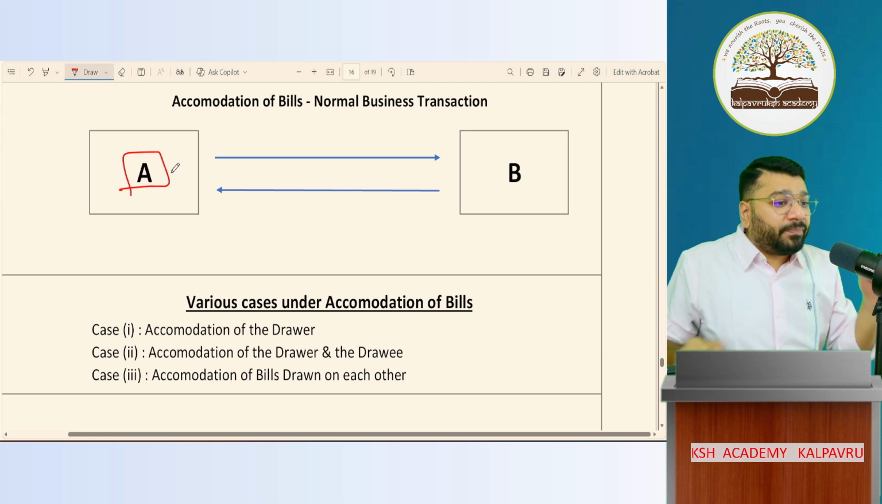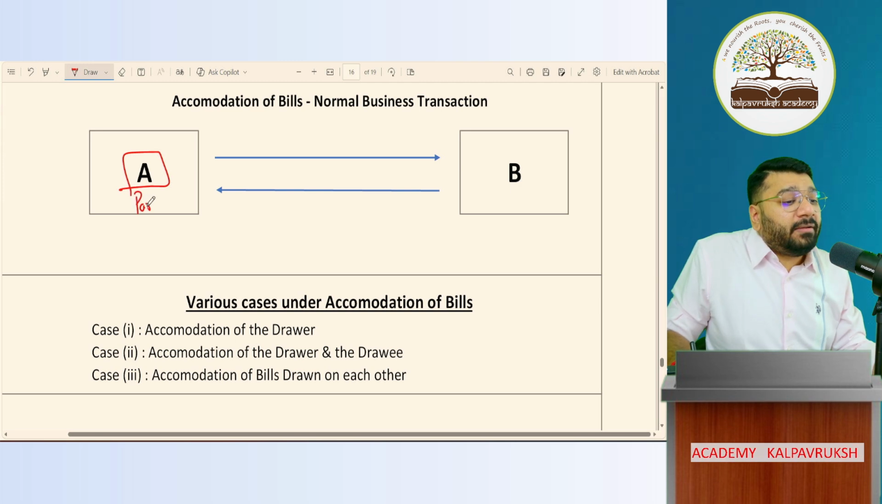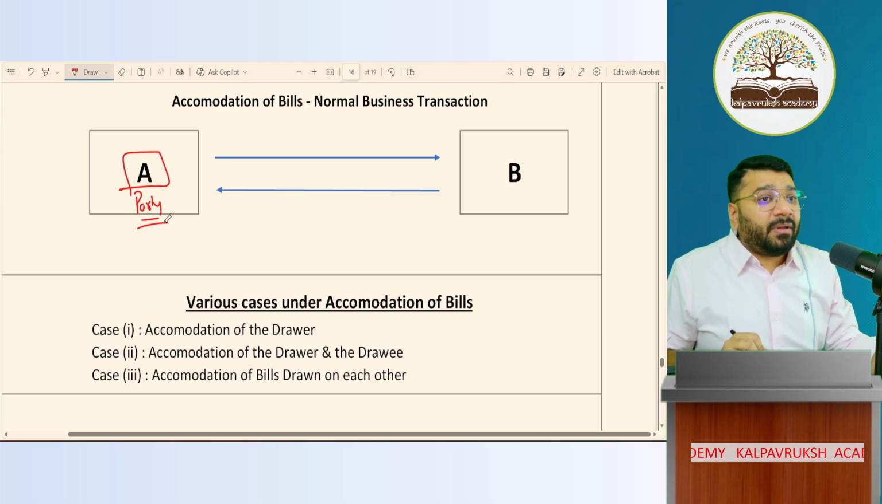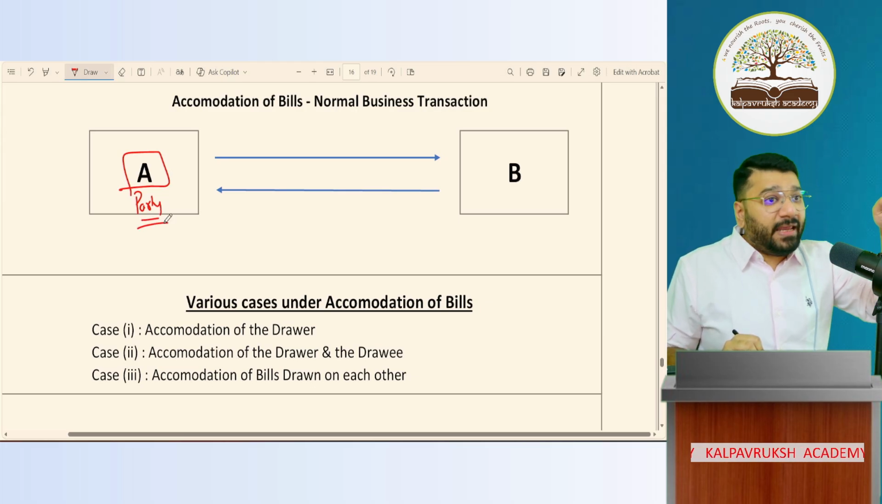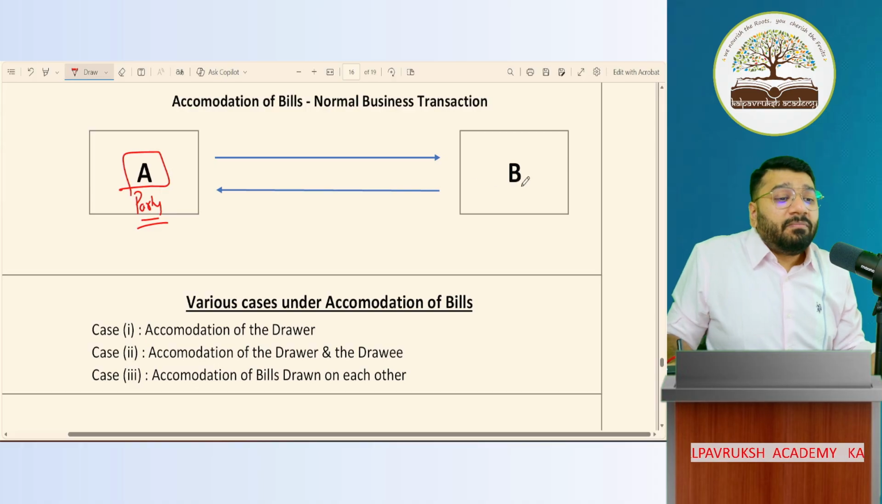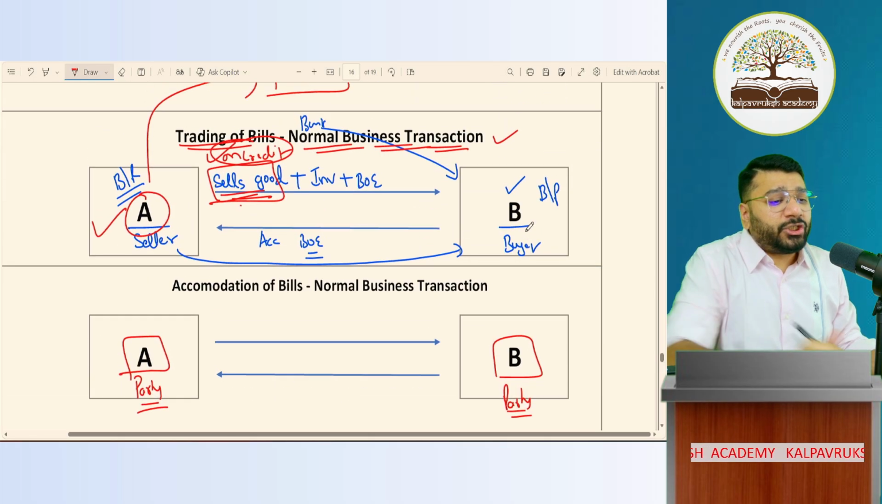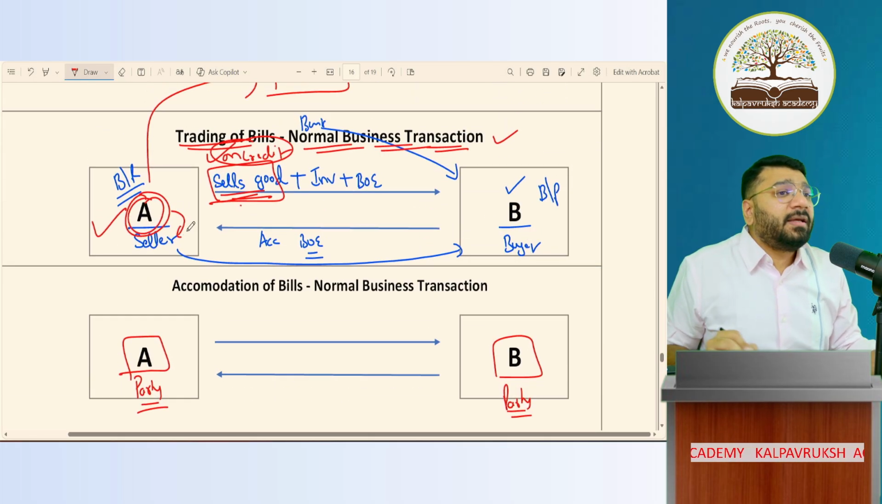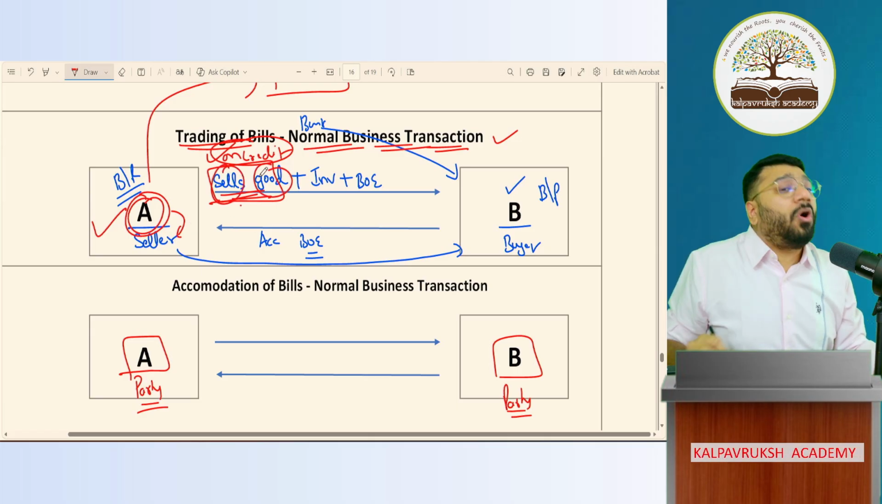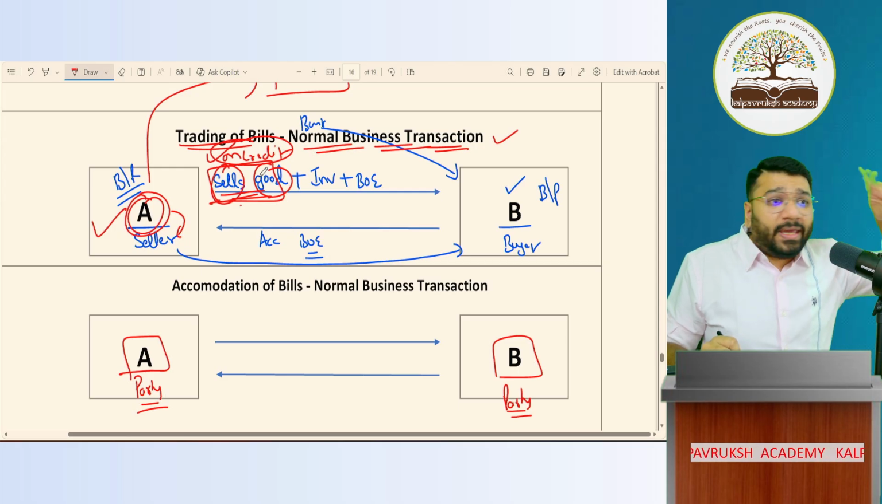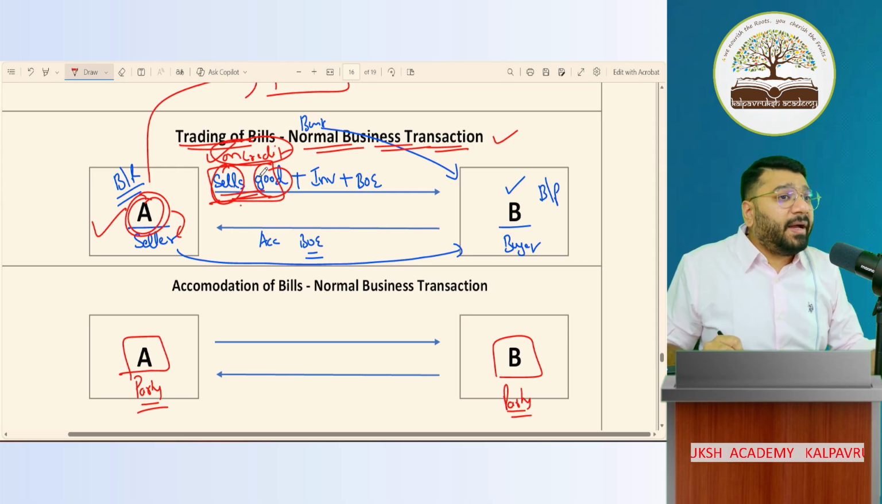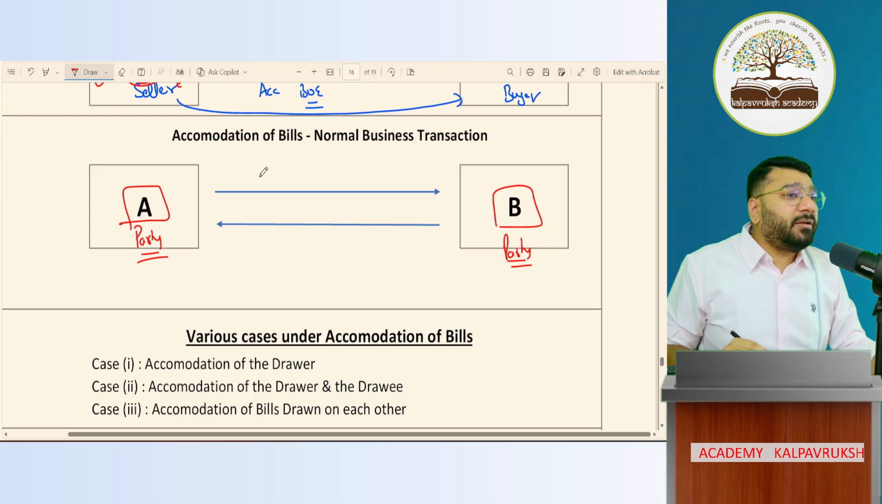What did people do, you know? A, I will call him a party, not seller. I'm calling A a party. I will give a name to it, not now, in some time. B is called another party. In the previous transaction, I called A the seller. Why did I call A the seller? Because A sold goods on credit to the buyer. So by that virtue, A became the seller, B became the buyer. But here I'm not using the words seller and buyer. I'm using the word party.